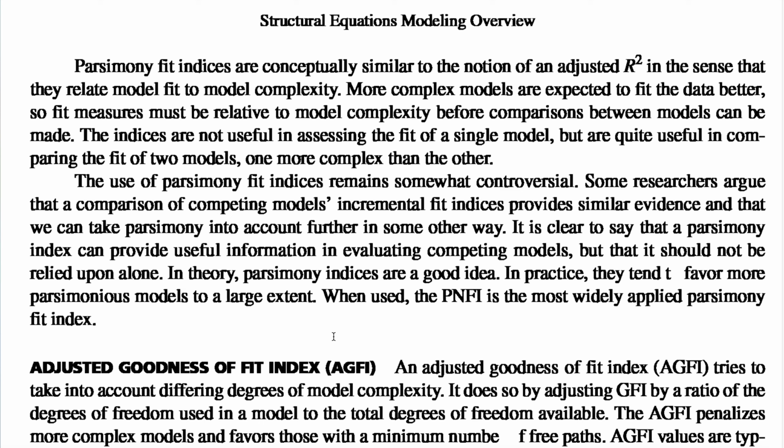The use of parsimony fit indices remains somewhat controversial. Some researchers argue that a comparison of competing models with incremental fit indices provides similar evidence, and that we can take parsimony into account in some other way. It is fair to say that parsimony indices can provide useful information in evaluating competing models, but they should not be relied upon alone. In theory, parsimony indices are a good idea. In practice, they tend to favor more parsimonious models to a large extent. The PNFI is the most widely applied parsimony fit index.